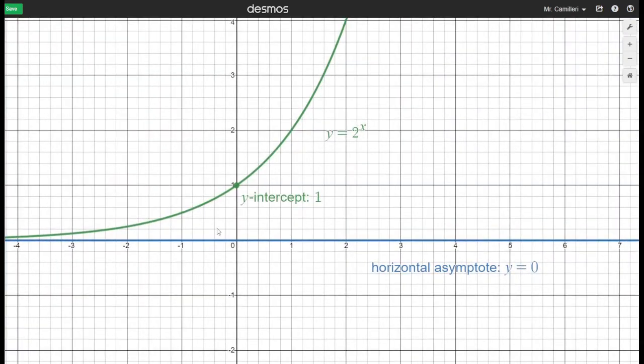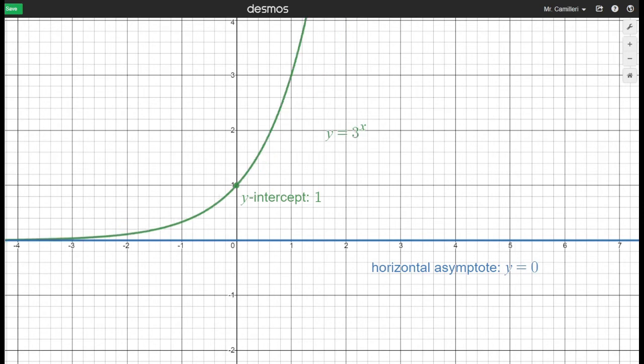Now, what happens if we change the number 2? So suppose we use something other than 2. What if we use 3? Or 4, or 5. As you might expect, y increases more quickly when you increase the base of this power. I'm using positive integers, but you could use any positive real number as the base to make an exponential function.